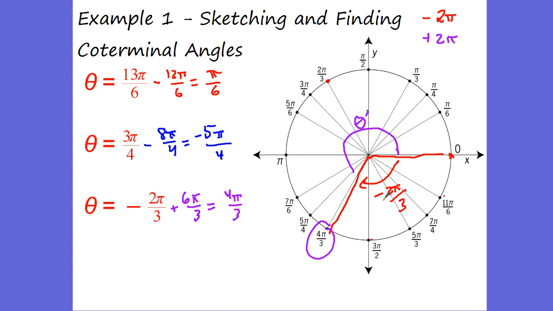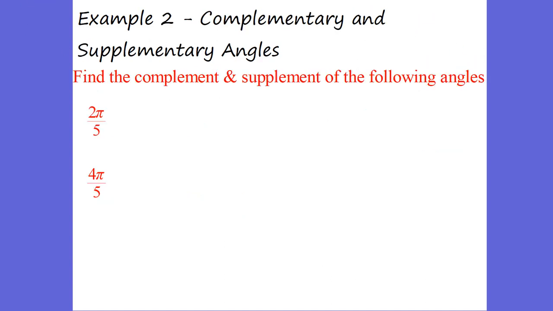So you can do it either graphically or by adding or subtracting 2 pi in order to find your coterminal angle. Okay? So that's example 1. Example 2 is finding complementary and supplementary angles.